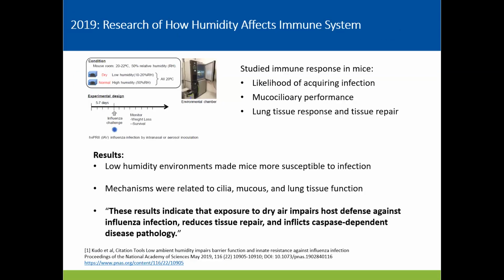The research kept going and has actually built quite a lot of steam since then. A 2019 study really did a deep dive on the human body using mice as kind of surrogates for us because of some of their similarities in tissues. Really what they looked at was attempting to deliberately infect mice with influenza in different environmental conditions, and then once the mice were infected, see what the outcomes were in those different conditions as well.